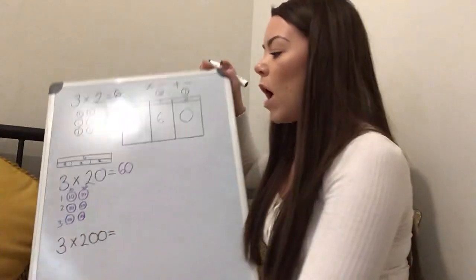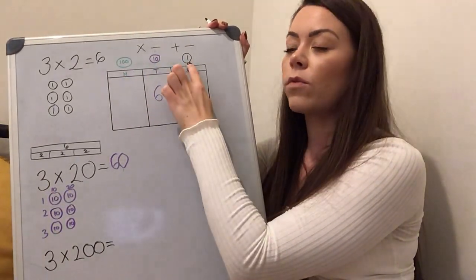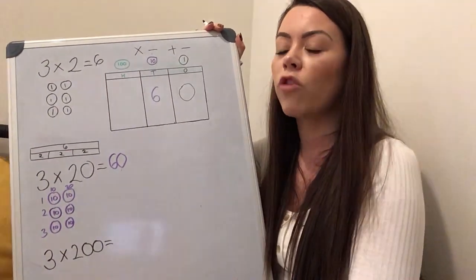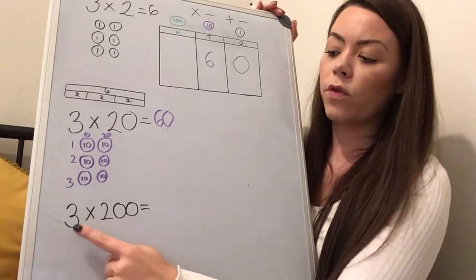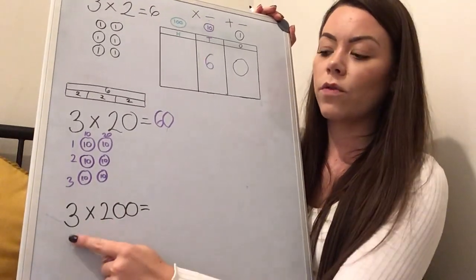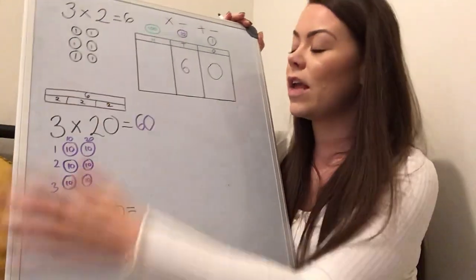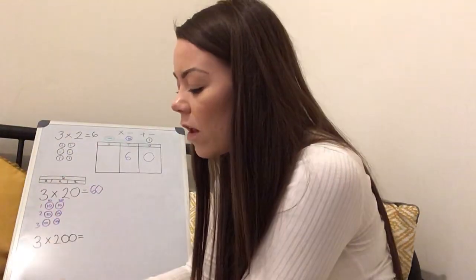So now I'm not going to use my tens counters. I'm not going to use my ones counters. I'd use my hundreds counters. I haven't got them with me, so I'm just going to draw them out. So I want to draw out an array for 3 lots of 200. 3 times 200. I'm going to draw those counters out now. I need my green pen to show my hundreds. Let me just swap over pens.